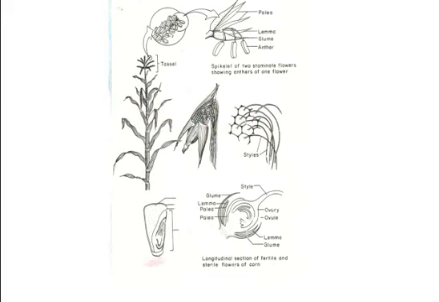And so, are corn flowers perfect or imperfect? They are imperfect. Monoecious or dioecious? Well, they're on the same plant. We got the male flowers up here. We got the female flowers down here. Monoecious, male and female flowers on the same plant.